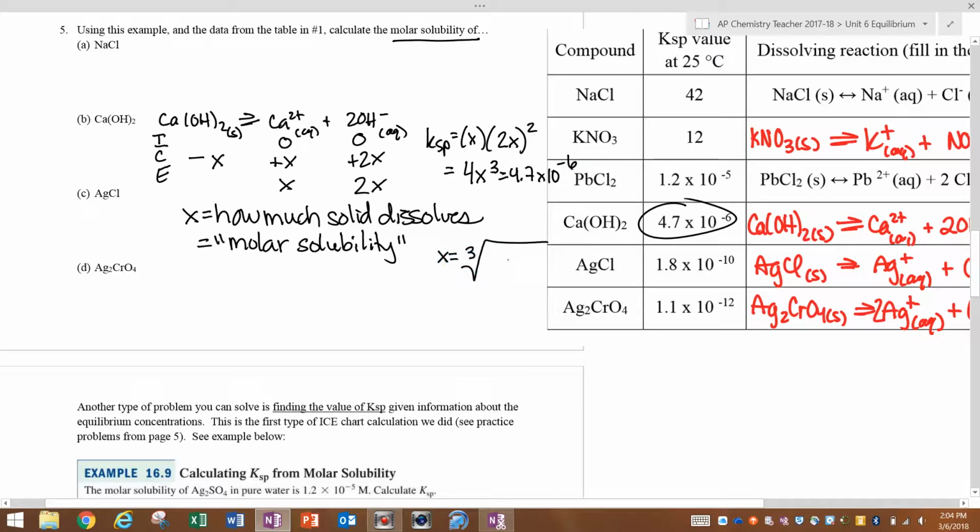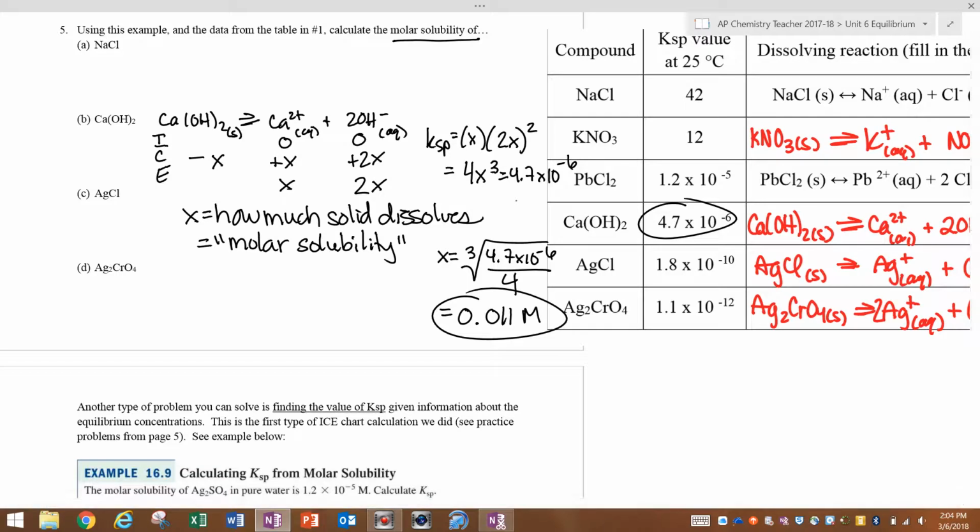So x is the cube root of 4.7 times 10 to the negative 6 divided by 4. And I believe that ends up giving you 0.011 molarity. I'm doing that to 2 sig figs because my K value is to 2 sig figs, so that's why I'm rounding it that way. So that's an example of how you would use K to solve for molar solubility.